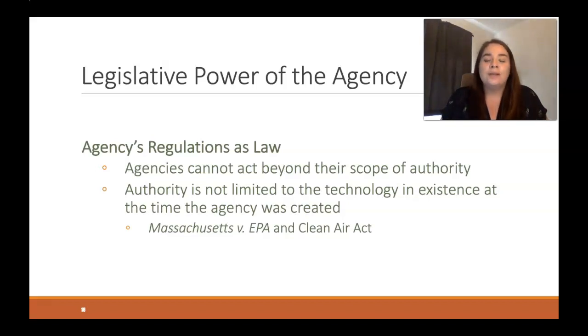So cute. Supreme Court disagreed and basically said that the authority isn't limited based on technological advancements. Because if it were, we would literally depower every administrative agency every time there was an advance in technology, which doesn't make any sense because we want them to be able to regulate. We want the smartest people in the room to tell us the smartest solutions to the problems that we have, right?